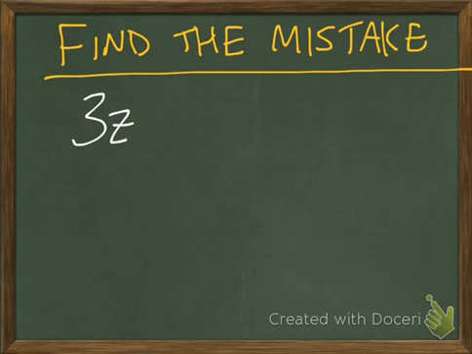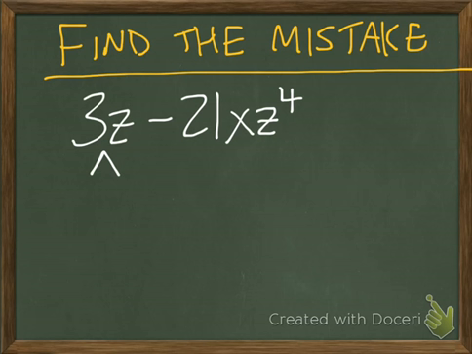Okay, now I'd like for you to go ahead and find the mistake. We're going to use the polynomial 3z minus 21xz to the fourth. As we use this polynomial, I'm going to completely work it out, factor it out, but I'm going to make one mistake, and I want you to find that one mistake.